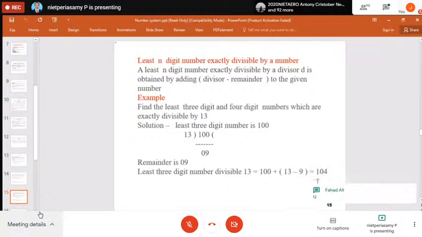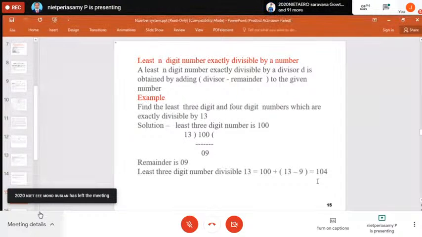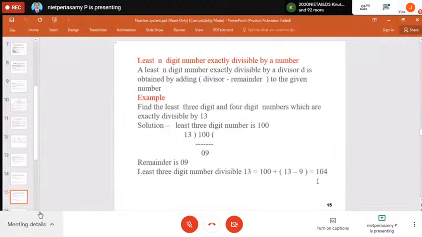Correct. Students, please follow. You subtract this remainder from the divisor. 13 minus 12 is 1. So you add this 1 to 1000, and what happened? 1001. So the least 4-digit number which is exactly divisible by 13 is 1001. Are you able to understand? Like that you can find out any number.